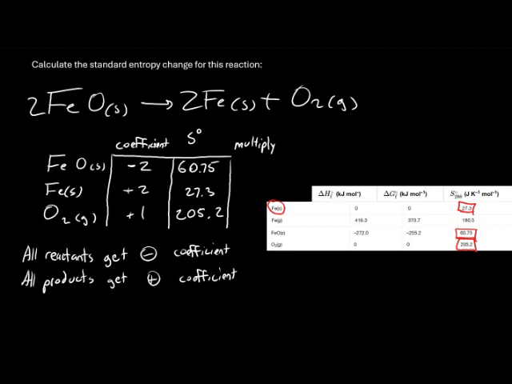Now we multiply straight across and get our answers for each row. For the first row, we'll get an answer of negative 120.5. For the second row, we'll get an answer of positive 54.6. And for the third row, we'll get an answer of 205.2. Now we'll take all 3 of these numbers and add them together. We get a total of 139.3 joules per mole Kelvin. So every time we run this reaction above, our entropy will change by positive 139.3 joules per mole Kelvin.